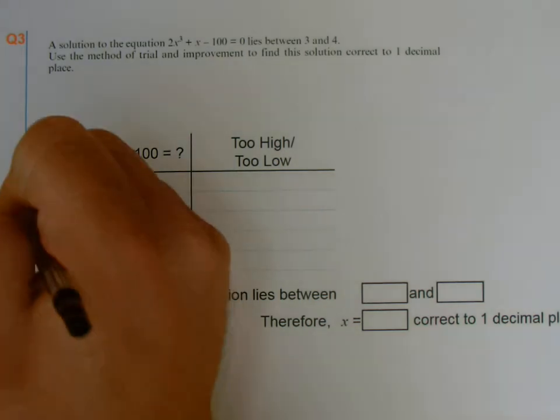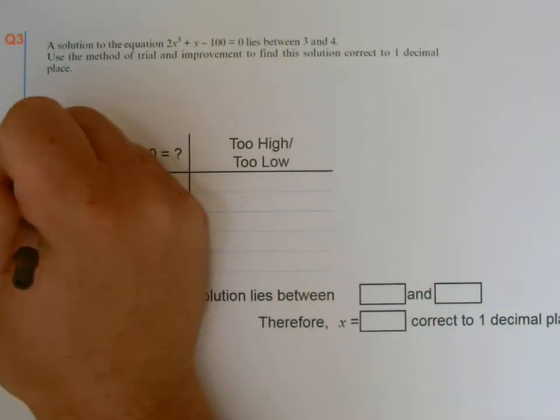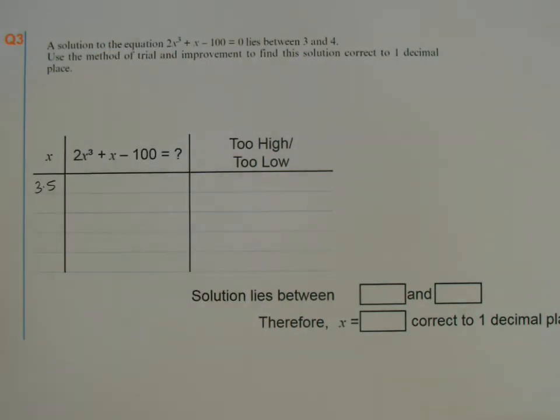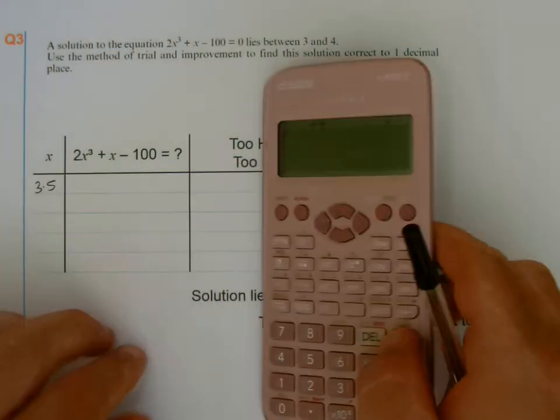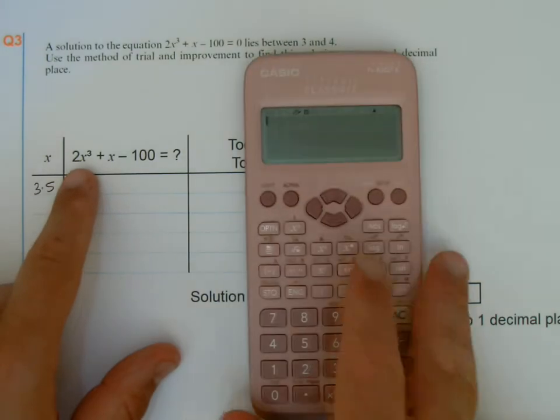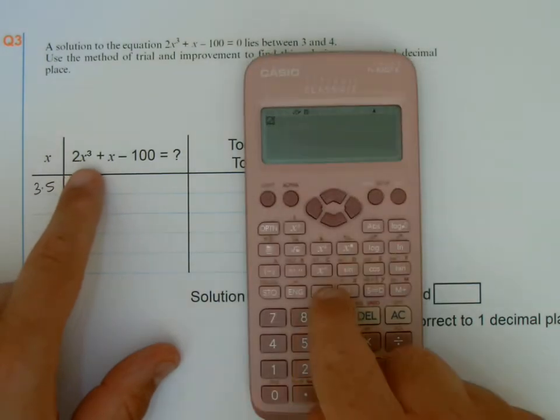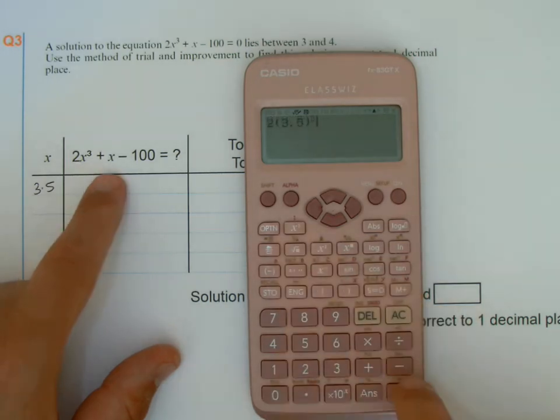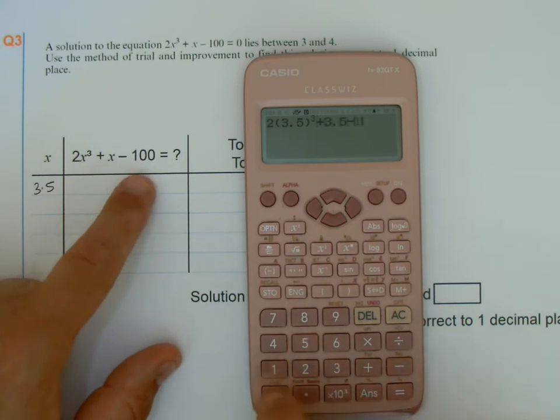So what we do, always go in the middle, yeah? So between 3 and 4 is 3.5. So then you just set up your calculator, okay? So we've got here 2x cubed, so 2, and remember then bracket down for the x's, substituting in. So 3.5, close bracket cubed, plus then x3, which is 3.5, minus then 100.